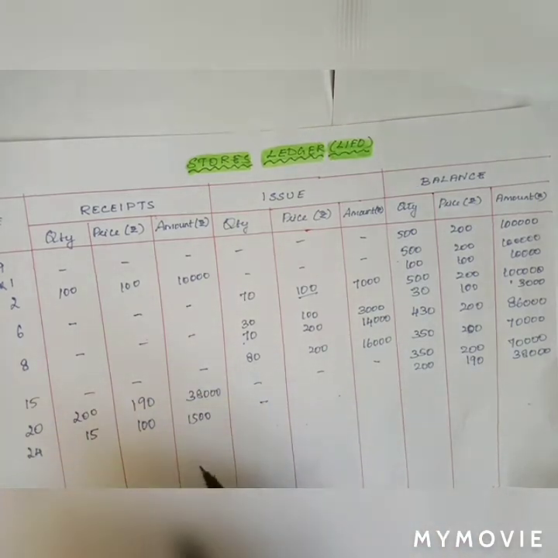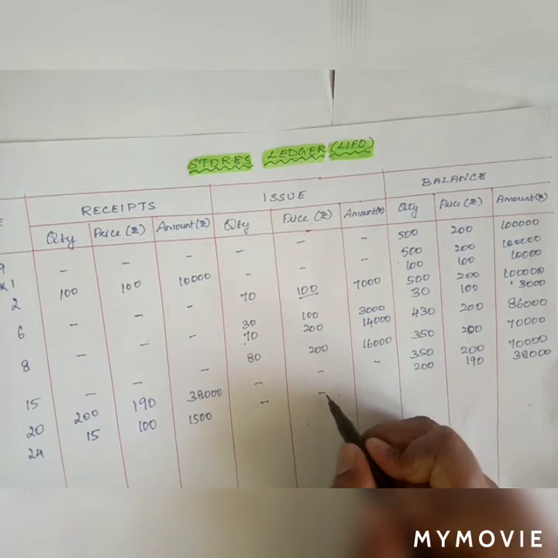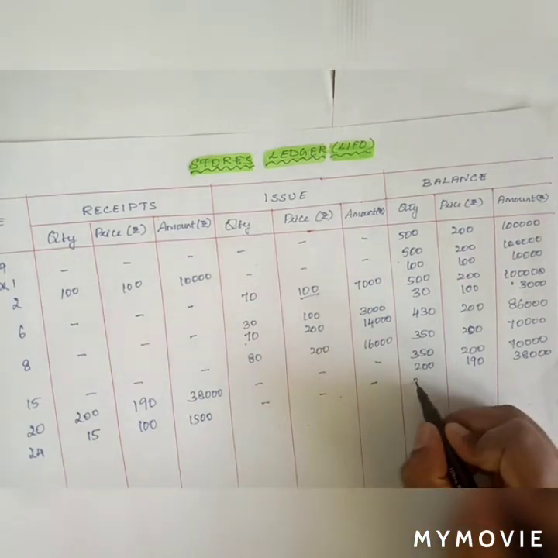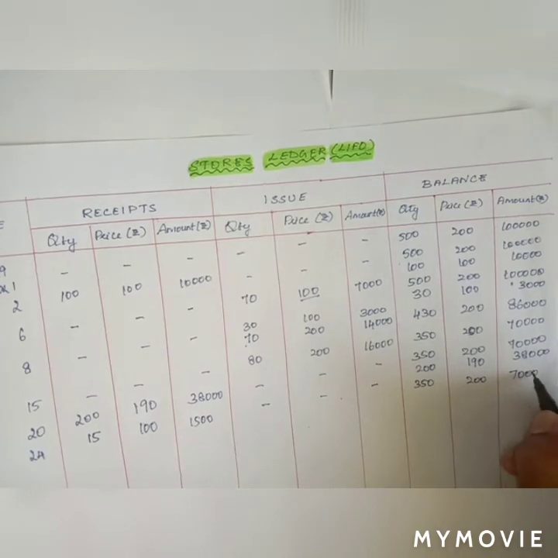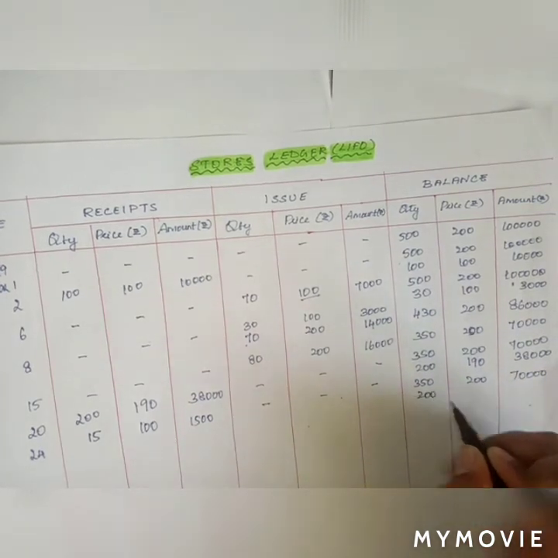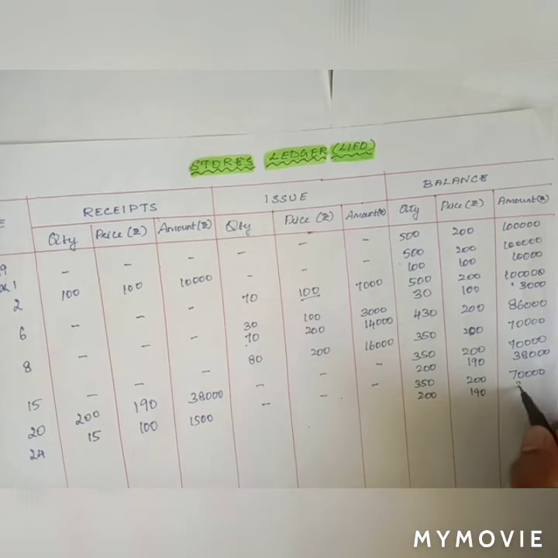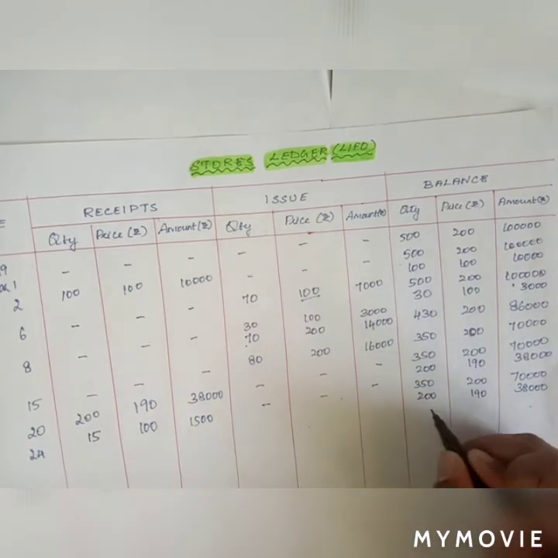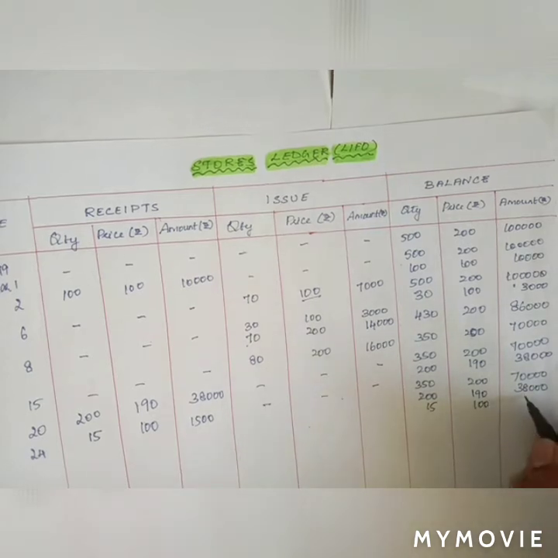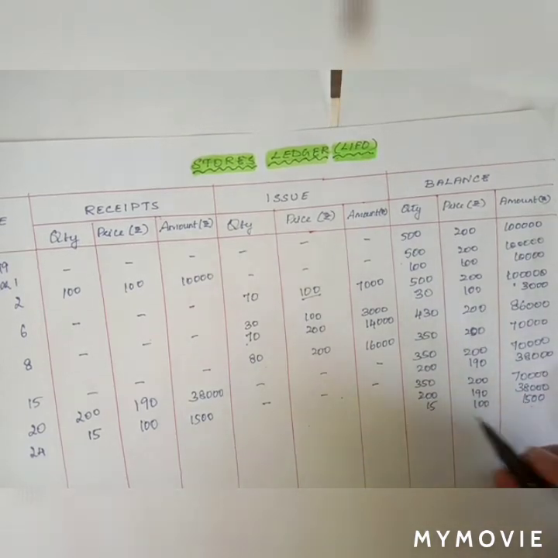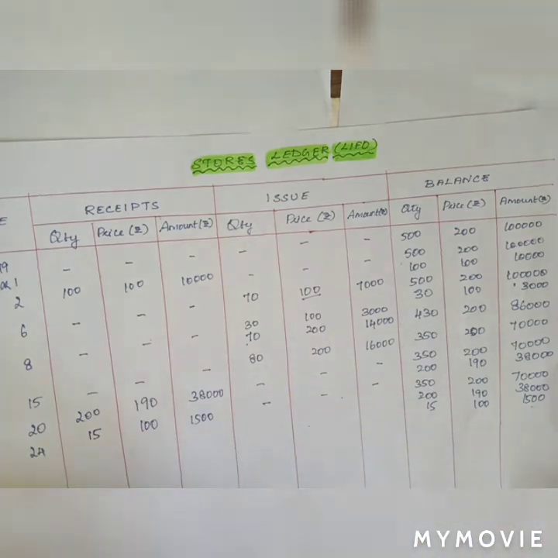Returns will be considered to be receipts. Why? Because they have been received by the warehouse back. Therefore, it has been entered in the receipt column. Now you have 350 units of 200 rupees batch, and then 200 units of 190 rupees batch, and now you have received 15 units of returns at 100 rupees rate. So now this is the balance as of now. On 24th, you have this set of balance.